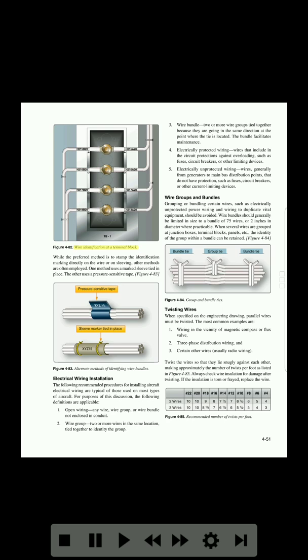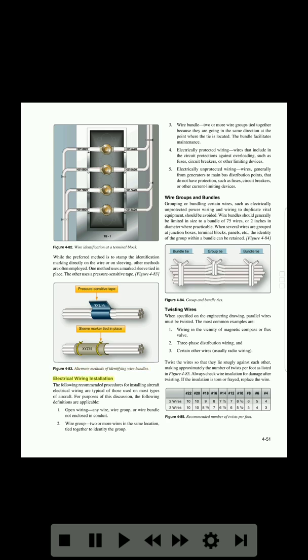Wire identification at a terminal block. While the preferred method is to stamp the identification marking directly on the wire or on sleeving, other methods are often employed. One method uses a marked sleeve tied in place. The other uses a pressure-sensitive tape. Figure 4-83. Pressure-sensitive tape. Sleeve marker tied in place. Figure 4-83. Alternate methods of identifying wire bundles.